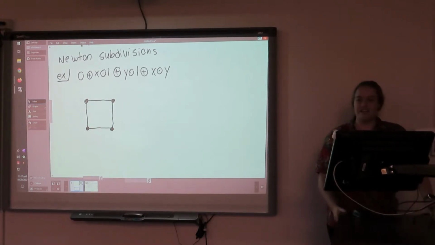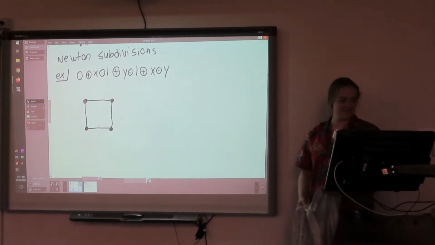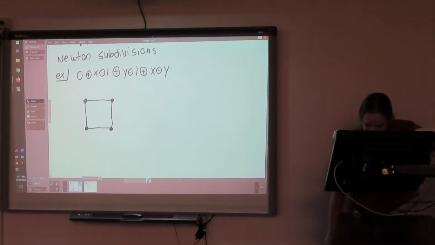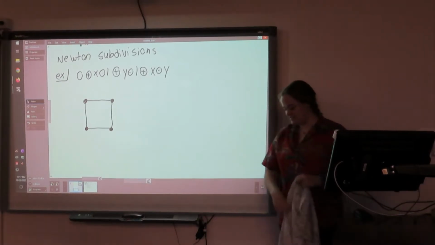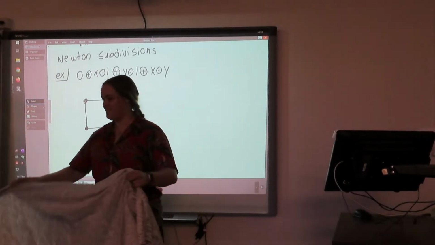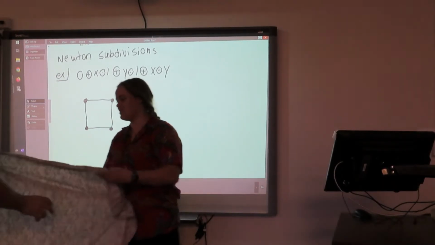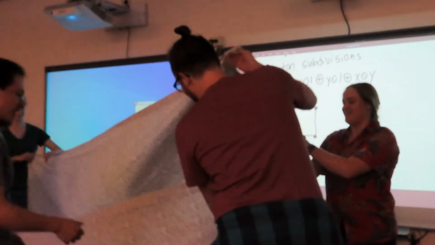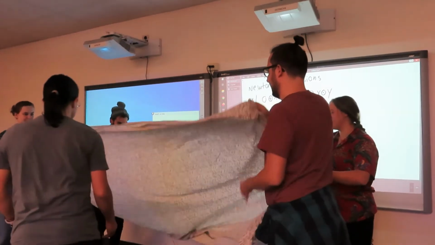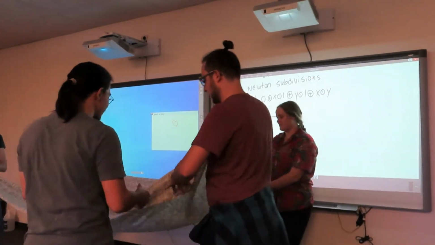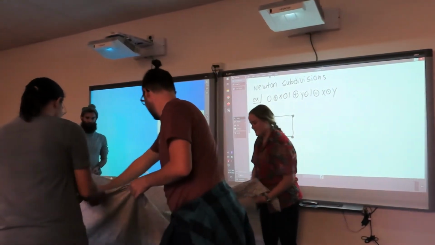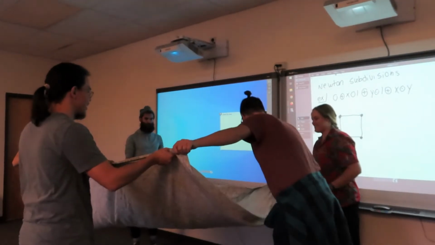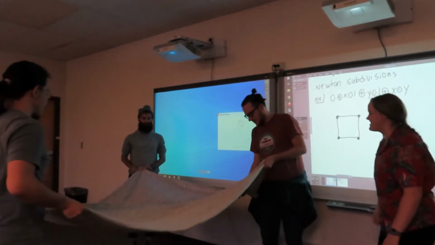And now I need 4 volunteers for a demonstration. To find the subdivisions, we look at the coefficients. We need to grab a corner and a corner. But we need to make it, so this is a rectangle and we need a square. So you can figure it out amongst yourselves. How to make a square. Wait, hold on. Fold this like here and then. Right. Okay, perfect. And it has to stay tight.